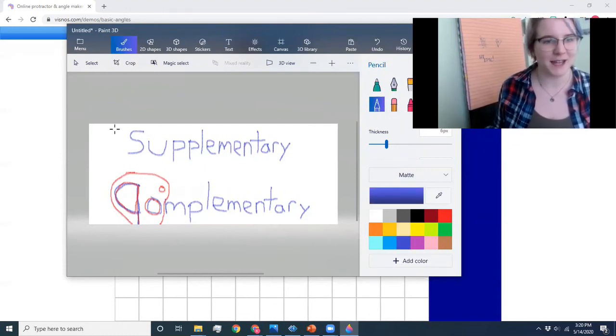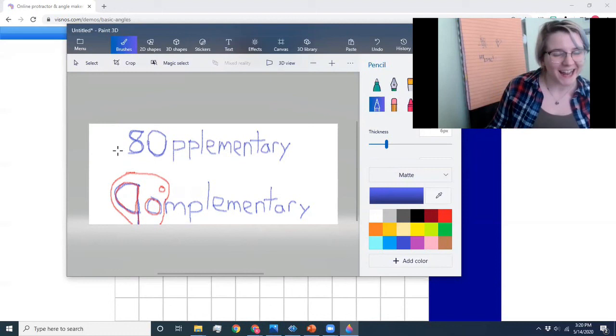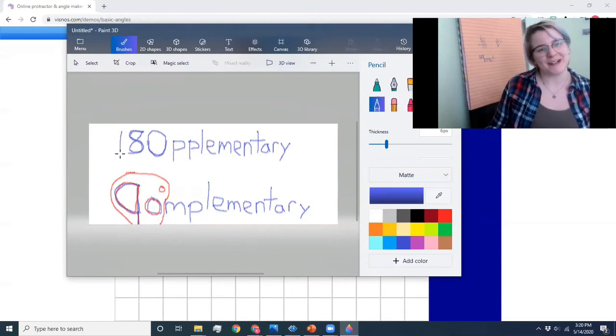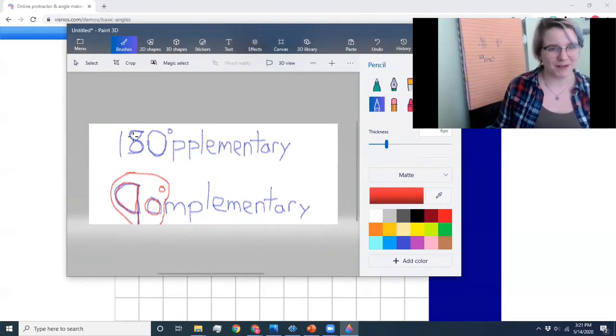If I take the S and I keep going, and then I take the U and I keep going, I've got 80. That helps me remember. I can put the 1 here, and suddenly I can remember that supplementary angles add up to 180 degrees.